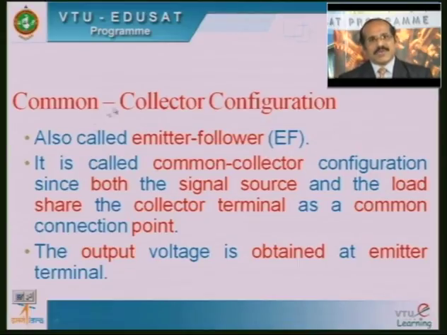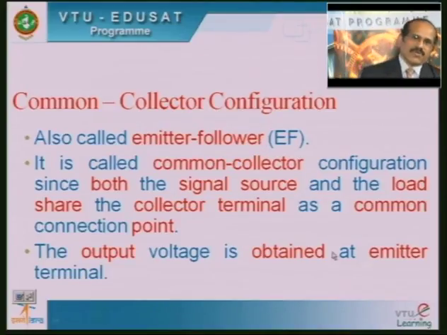Emitter follower means the output is taken at the emitter, which follows the input, that is the base. So whatever changes take place in the base, the same changes are going to take place in the emitter. Therefore this common collector configuration of BJT is called the emitter follower here.